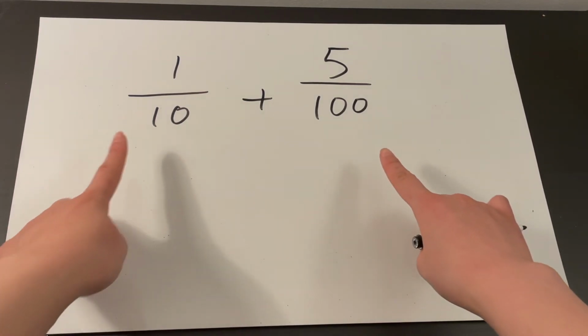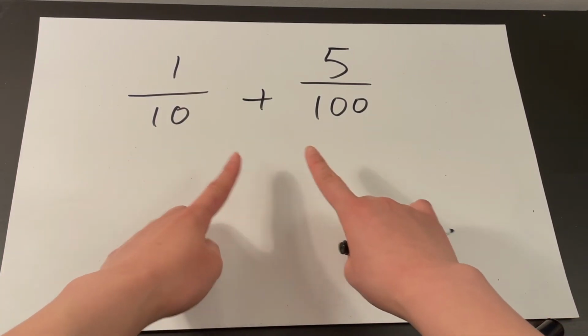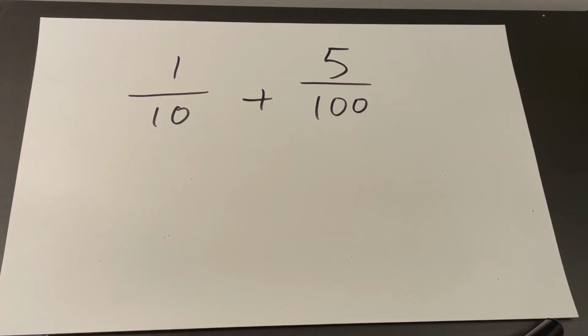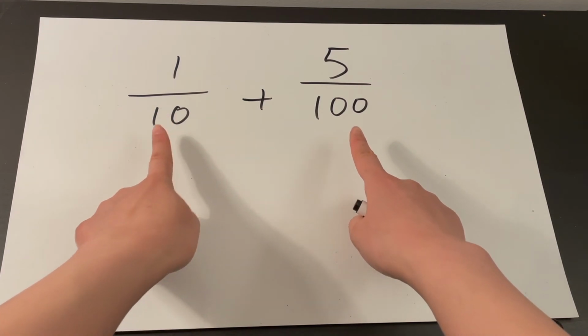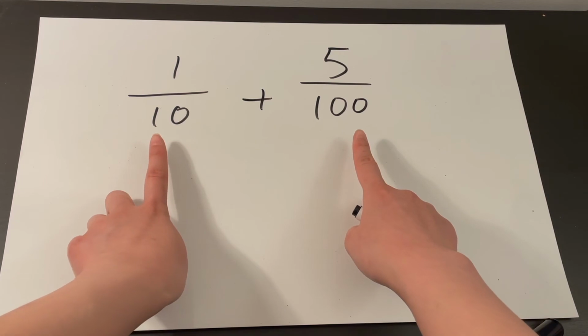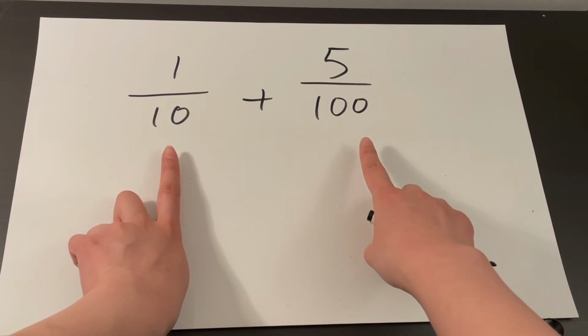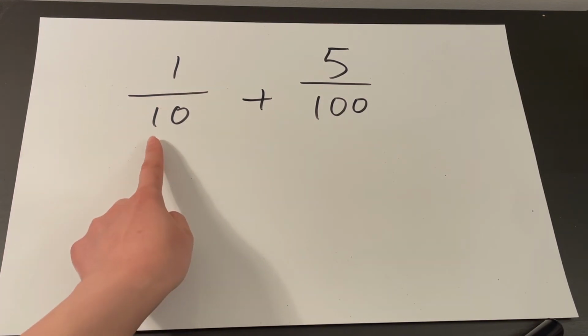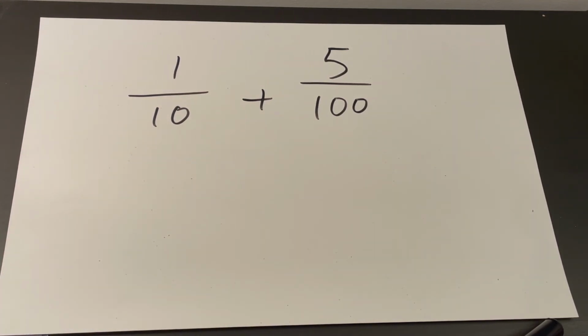When we see these two fractions, can we just add them together like 10 plus 100, 1 plus 5? No, we can't do this. When we are adding fractions, we need to make sure our denominators are the same before we start adding. As we can see, we have different denominators. One is 10, and another one is 100. So what can we do? Yes, we need to convert 1/10 into a fraction with a denominator of 100.